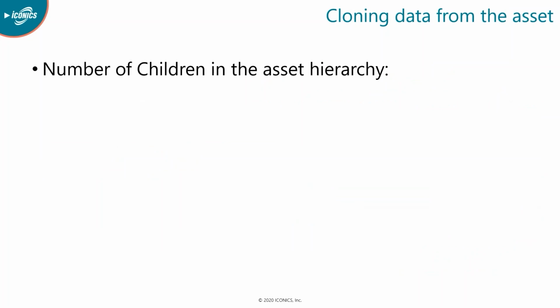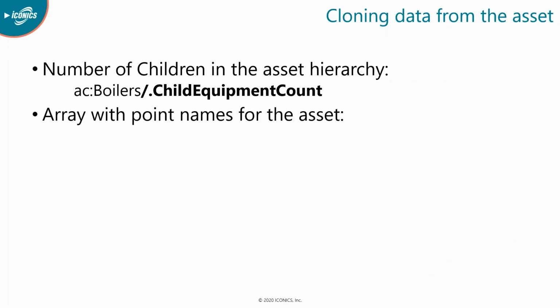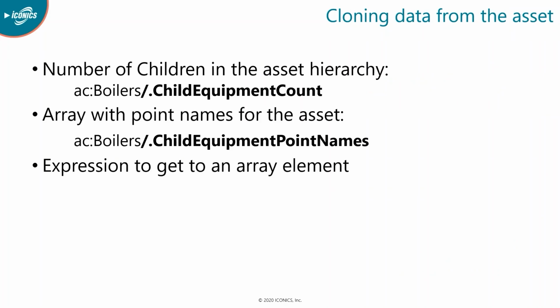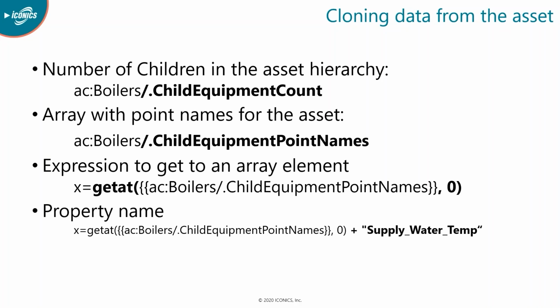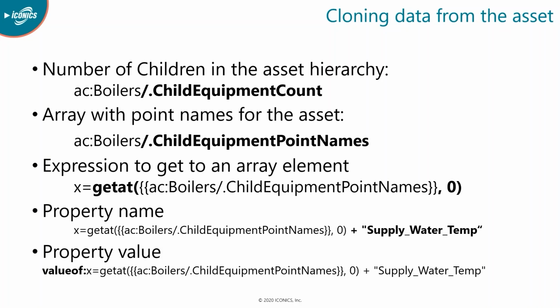Now, as you know, the Iconics asset catalog provides all the information about your equipment and your assets. And what you may not know is that every asset also has some helper properties. And one of them is the child equipment count. So by looking at that property, you know exactly how many children objects, how many equipment you would find below your master higher level equipment. And then another property is the array that provides the children equipment point names.